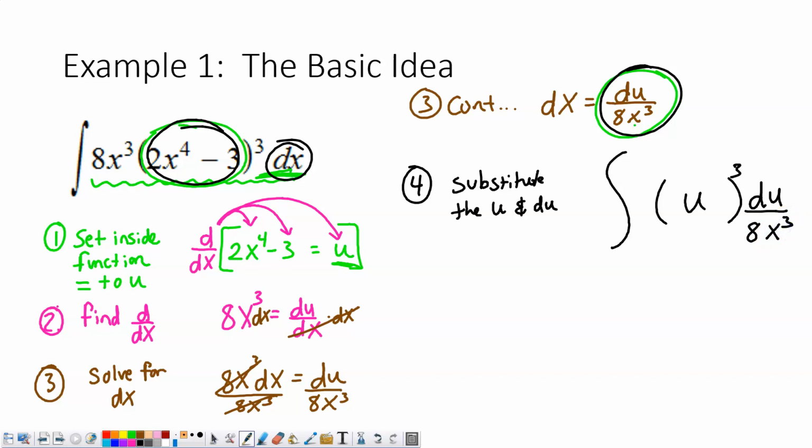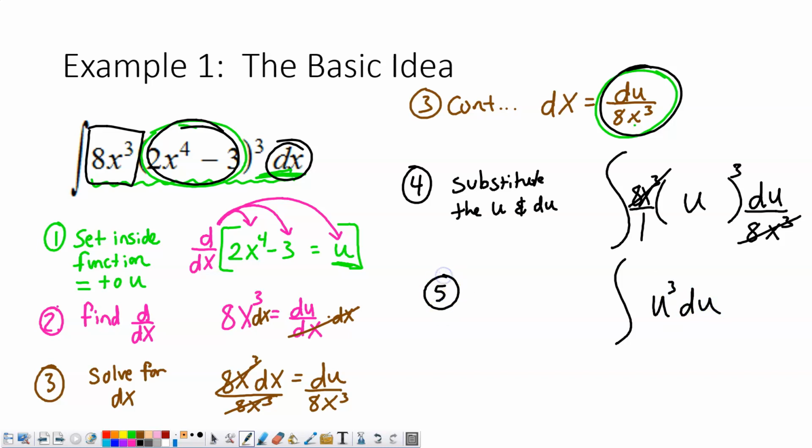There's only one thing I'm not going to replace, and it's this derivative of the inside there. But you know what? That's actually okay. And here's why it's okay. We have 8x cubed over 1, and we have 8x cubed on the bottom. They cancel each other out. And now I have something much simpler to integrate.